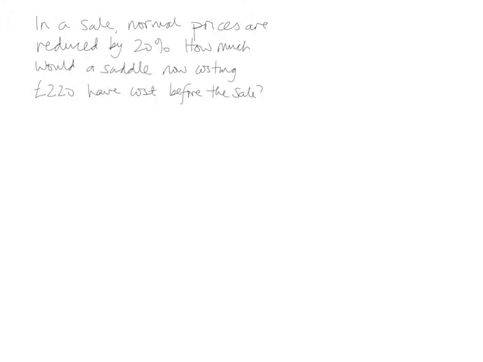So, in a sale, normal prices are reduced by 20%. How much would a saddle now costing £220 have cost before the sale? Now, we know this is going to be a reverse percentage question because of the exact wording that's been used here. How much did it used to cost before the sale?